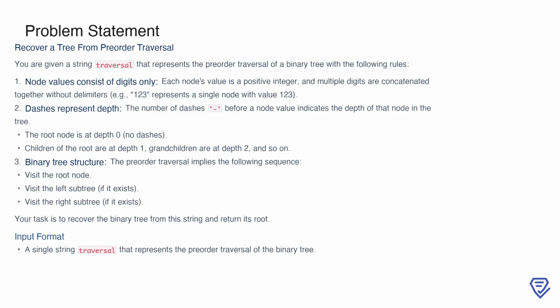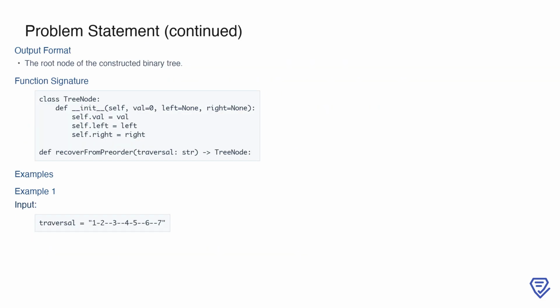Lastly, the binary tree follows the preorder traversal order, which means we visit the root, then the left subtree, and finally the right subtree. Our goal is to recover the tree structure from this string and return its root node. The output of the problem is the root node of the reconstructed binary tree. To implement this, we will write a function called recoverFromPreorder, which will take the input string traversal and return the root node. The function signature is provided, and it uses a class TreeNode to represent each node of the binary tree. The TreeNode class has 3 attributes: val, which stores the value of the node, and left and right, which refer to the left and right children of the node, respectively.